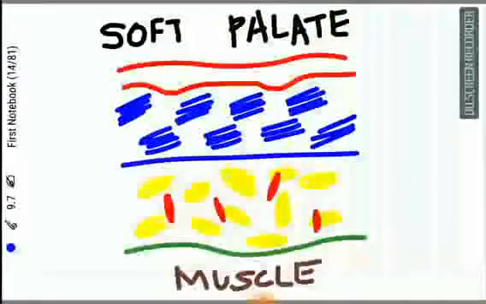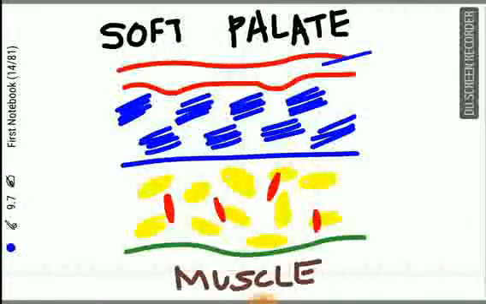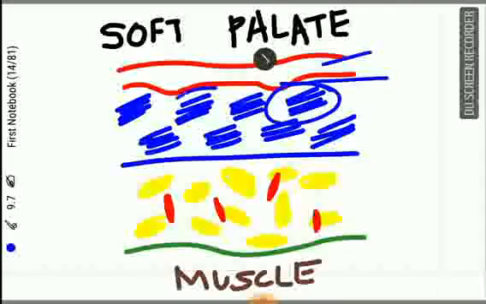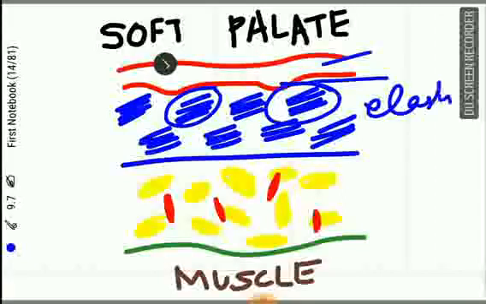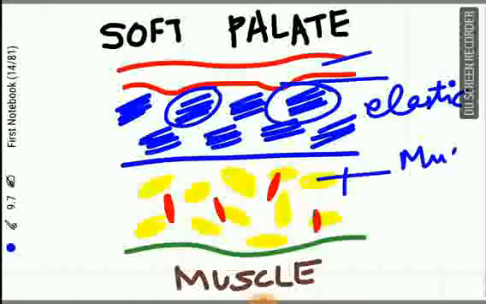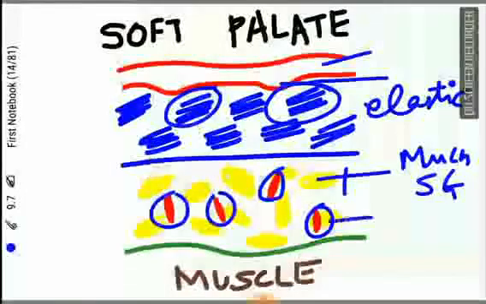Now the soft palate. The epithelium is thin. Very few connective tissue papillae are seen. The lamina propria shows distinct layers of elastic fibers, and the submucosa is very loose with numerous mucous glands. Mucous salivary glands are seen in the submucosa, and between these mucous salivary glands you can also appreciate a few taste buds.